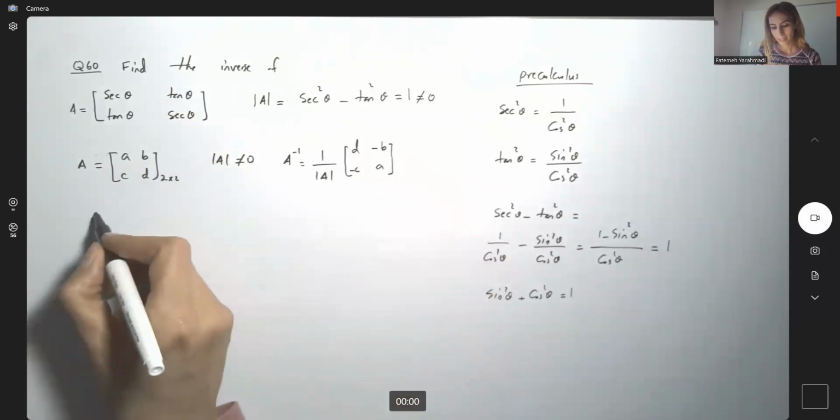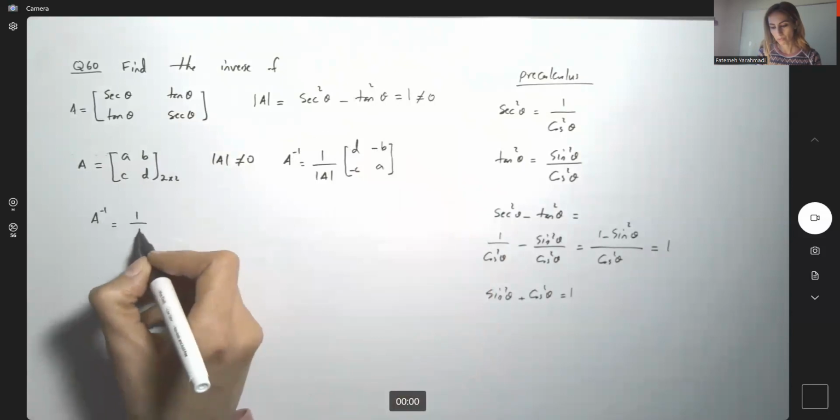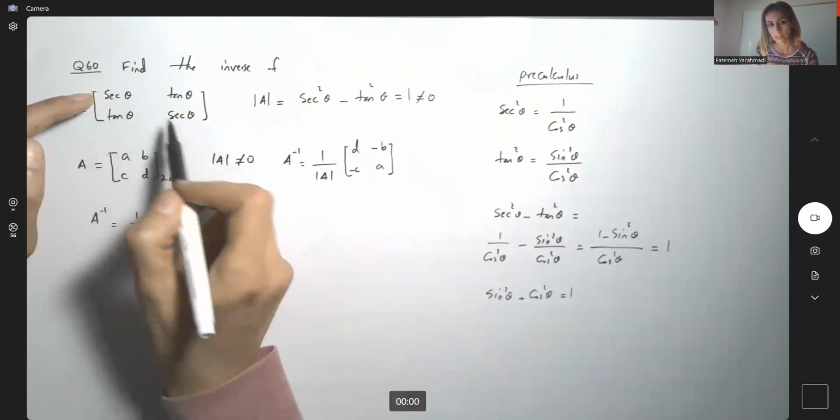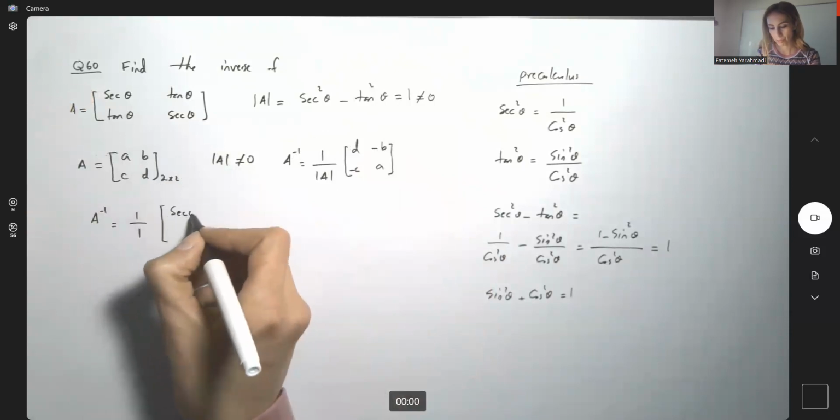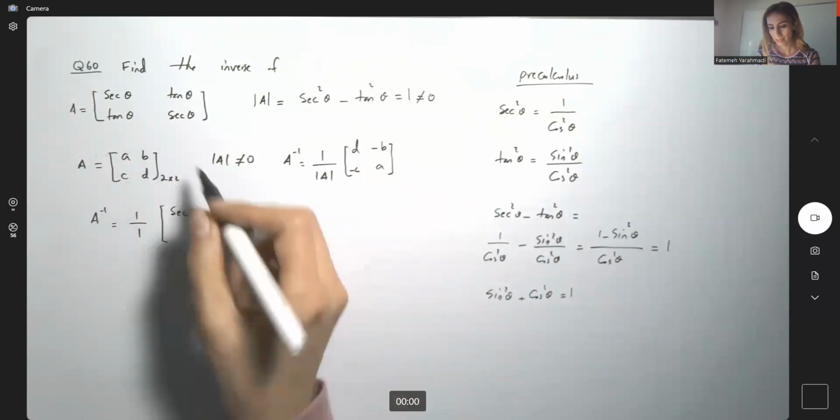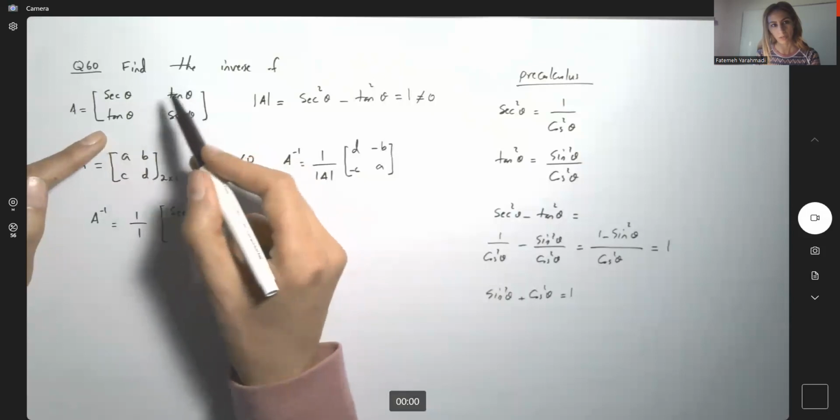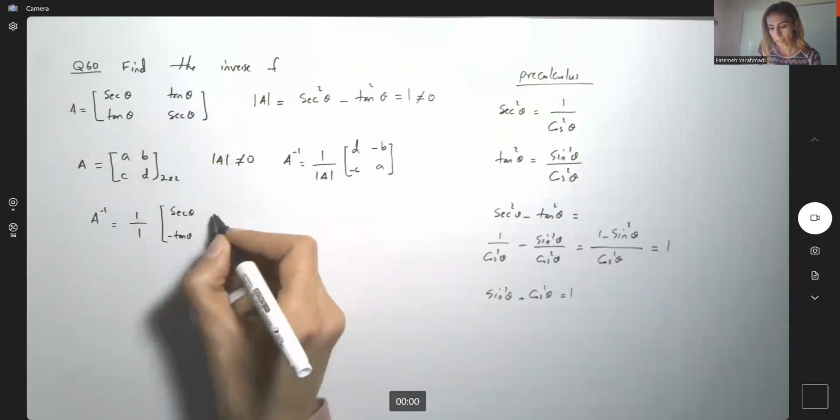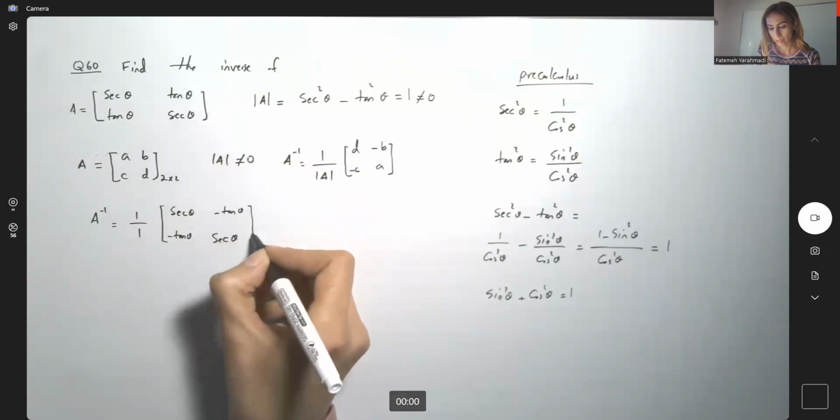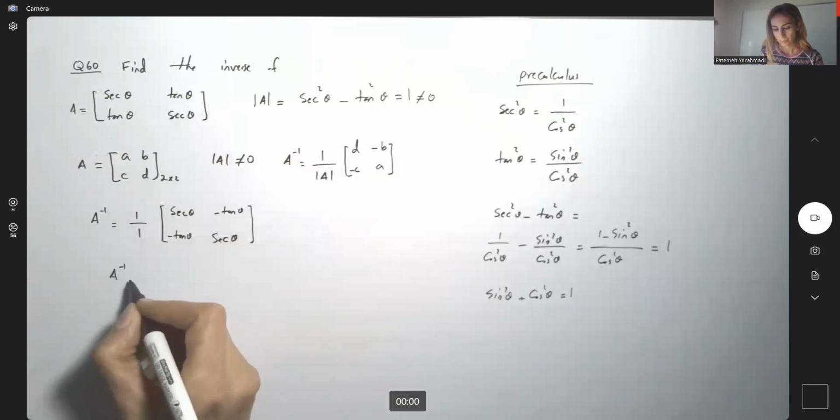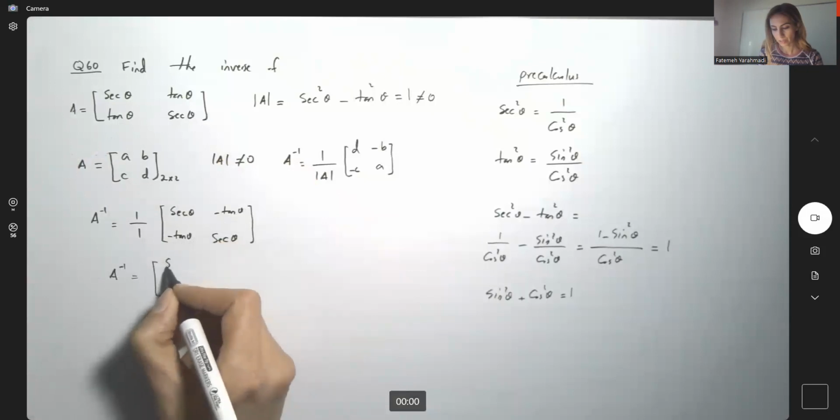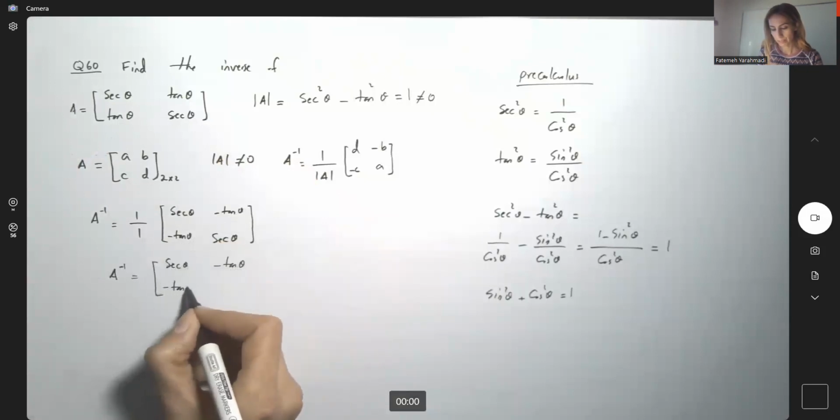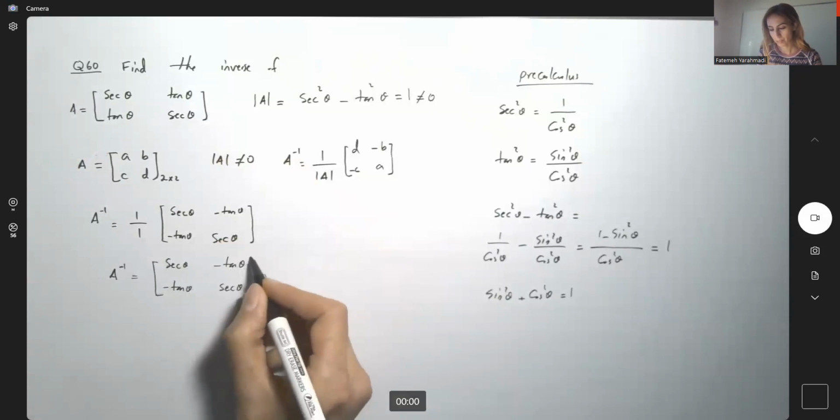Let us do that. The inverse is equal to 1 over 1, and the matrix, we're going to switch secant and secant, which doesn't change the main entries. And then we're going to multiply both of these by a negative sign, or by the opposite: negative tangent theta, negative tangent theta. So you can say that the inverse of this matrix is secant theta, minus tangent theta, and secant theta.